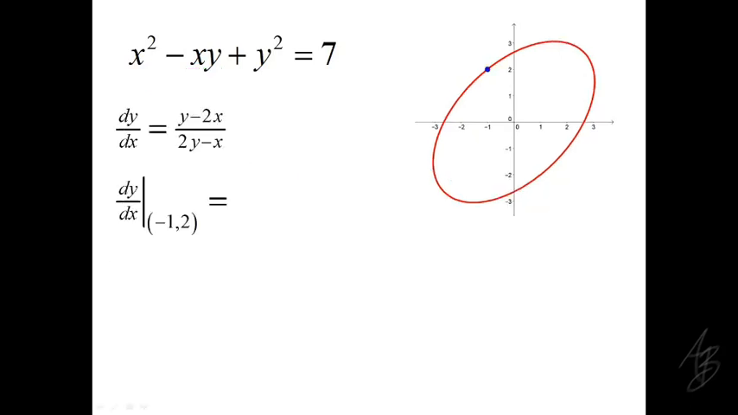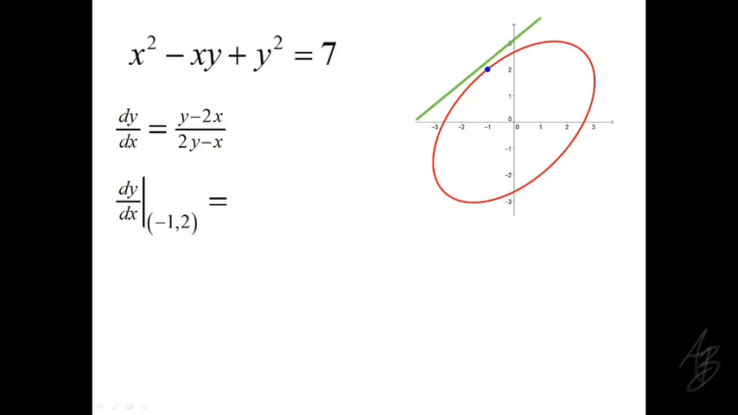We could also take this same ellipse here and use our result from the last one. Remember, we have the derivative of y with respect to x is equal to y minus 2x over 2y minus x to find the slope of a line that is tangent to this ellipse at a particular point.